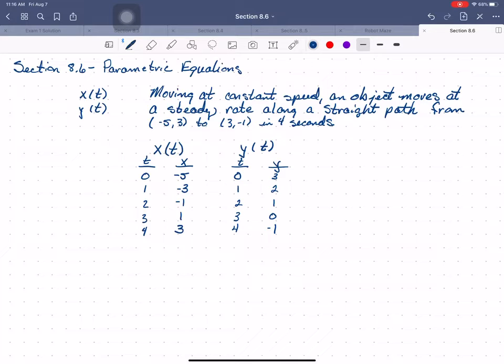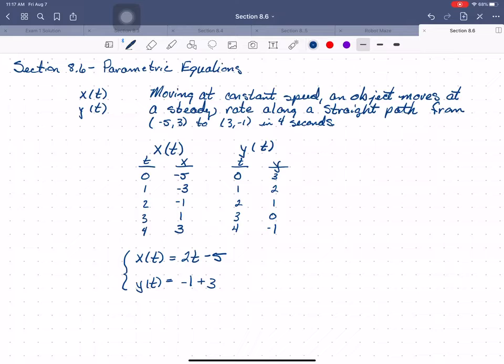So let's do our work here. This is a linear system. So x of t is going to be equal to my slope times t plus the y-intercept. And y of t is going to be equal to my slope times t plus the y-intercept. This then is the set of parametric equations that describes this object.